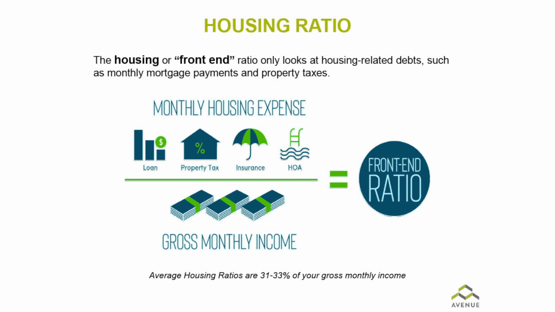The average housing ratios are calculated between 31 and 33% of your gross monthly income. So if you took a pie chart, a big circle, and said this is your income, they're not going to let you spend more than 33% on the house, because you've got to have the remaining in order to figure out how you're going to pay for things like gas and transportation, food, and other expenses. So you can't spend all of your income on the house.